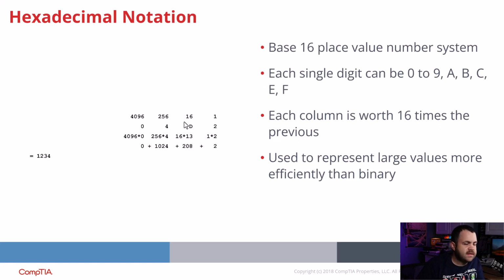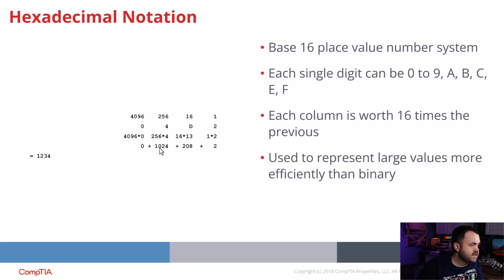Looking at this here, 1 times 16 is 16. 16 times 16 is 256. 256 times 16 is 4,096. So if we have in our first column a 2, we put that right down there. In the 16 column, we have D. If we start at 9, 10 is A, 11 is B, 12 is C, 13 is D. So we can take 16 times 13 and bring that down, so it's 208. And then 256 times 4, we have 1,024.